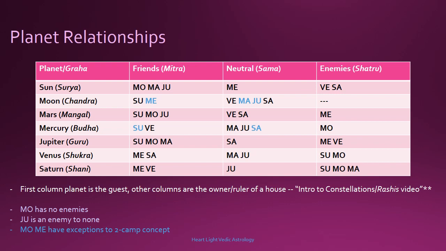Okay, and you can see then for Mars, that follows the rules. Its friends are Sun, Moon, Jupiter, the same camp. And then neutral to Mars are Venus and Saturn, and the enemy is Mercury. So Venus, Saturn, Mercury are the other camp, so they're neutral or enemies to Mars.